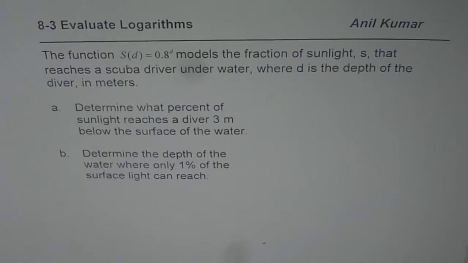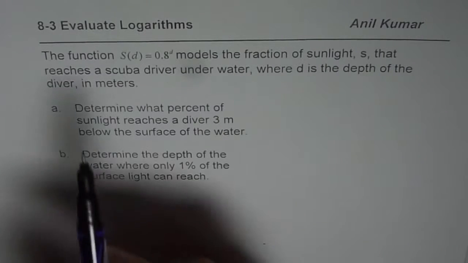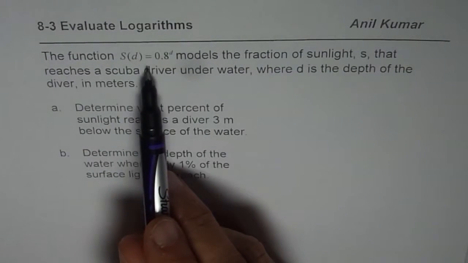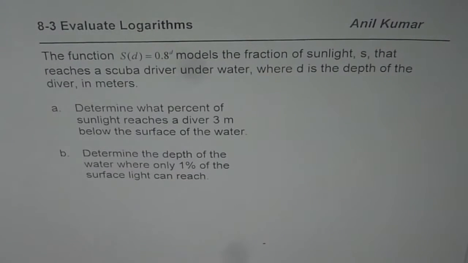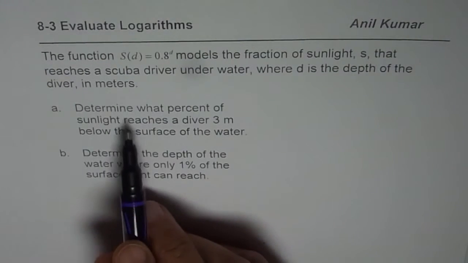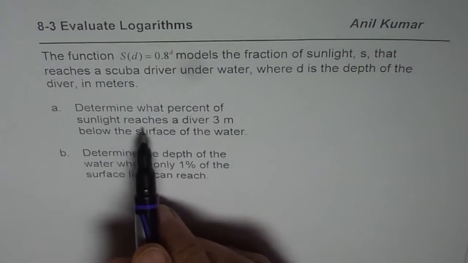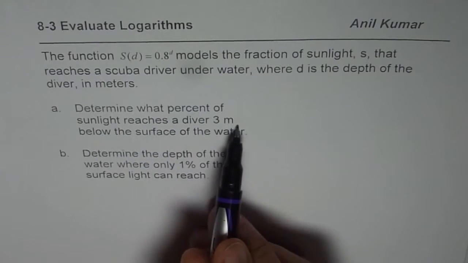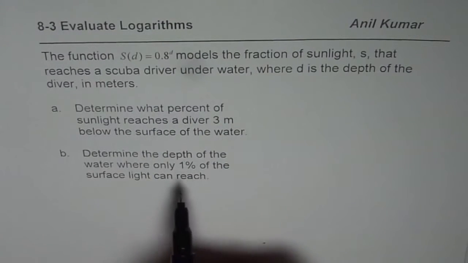I'm Anil Kumar and we are practicing how to evaluate logarithms from given equations. The equation here is the function S of d equals 0.8 to the power of d, which models the fraction of sunlight S that reaches the scuba divers underwater, where d is the depth of the diver in meters. Determine what percent of sunlight reaches a diver 3 meters below the surface of the water.